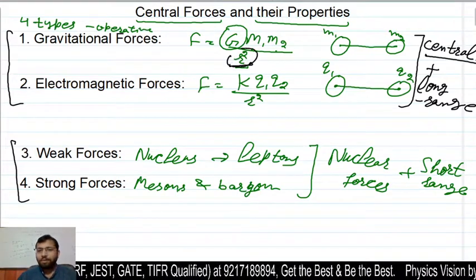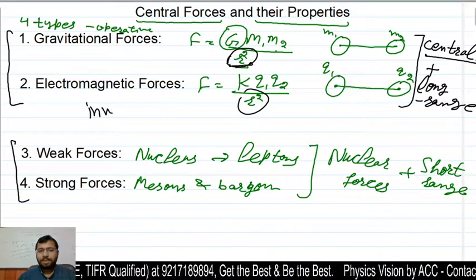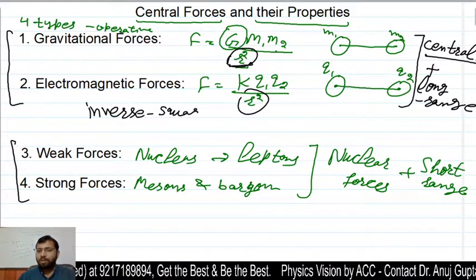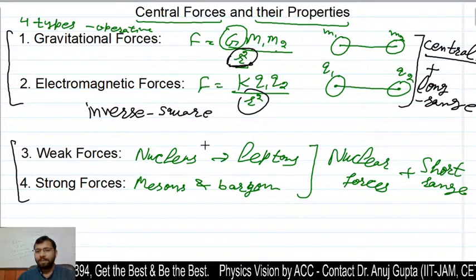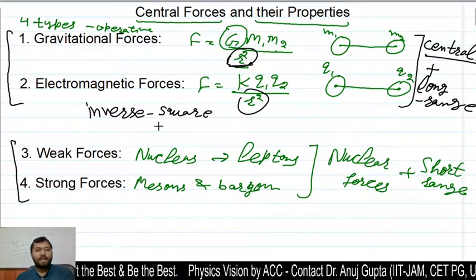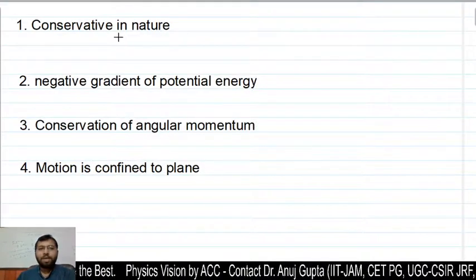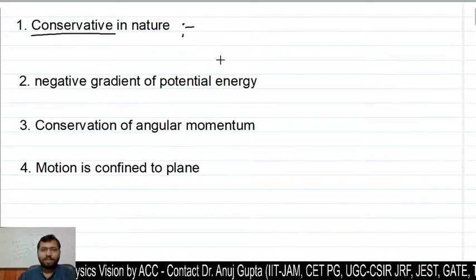And what do these forces do? These forces follow the inverse square law. So these forces are inversely proportional to square of the distance between them. This is due to geometrical dilution. Okay, let's understand some of their properties. So the first point is the central forces are conservative in nature.